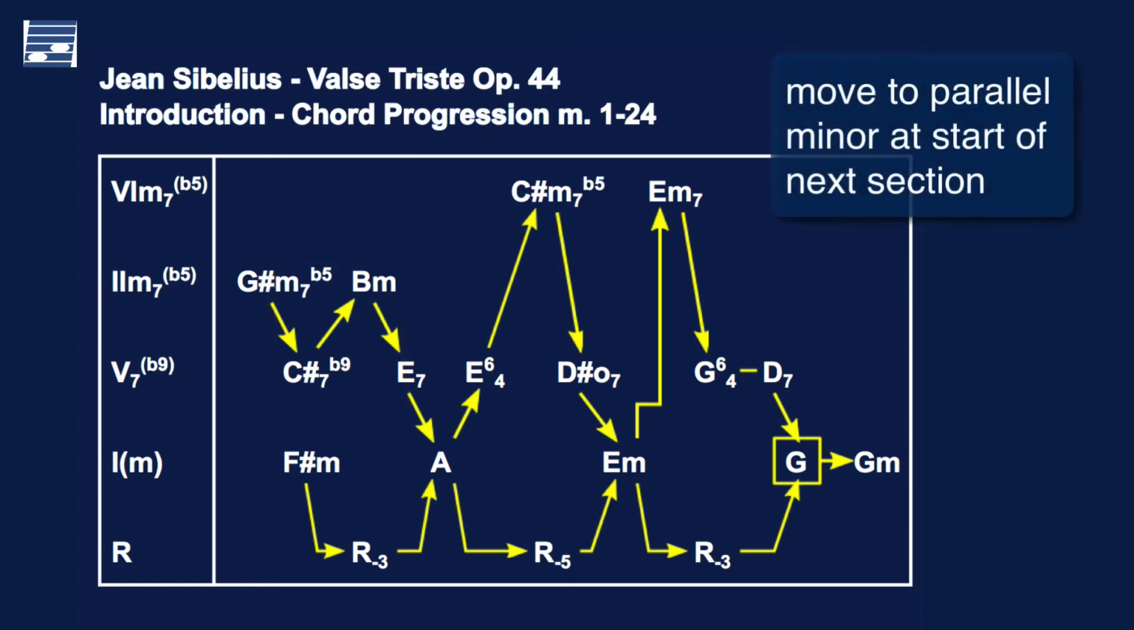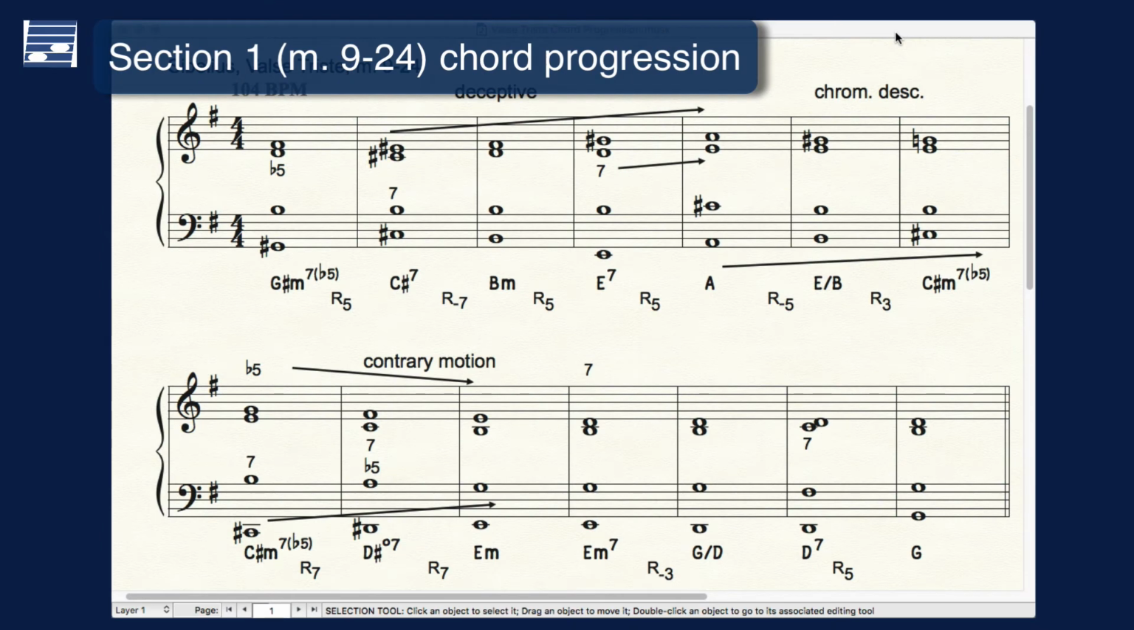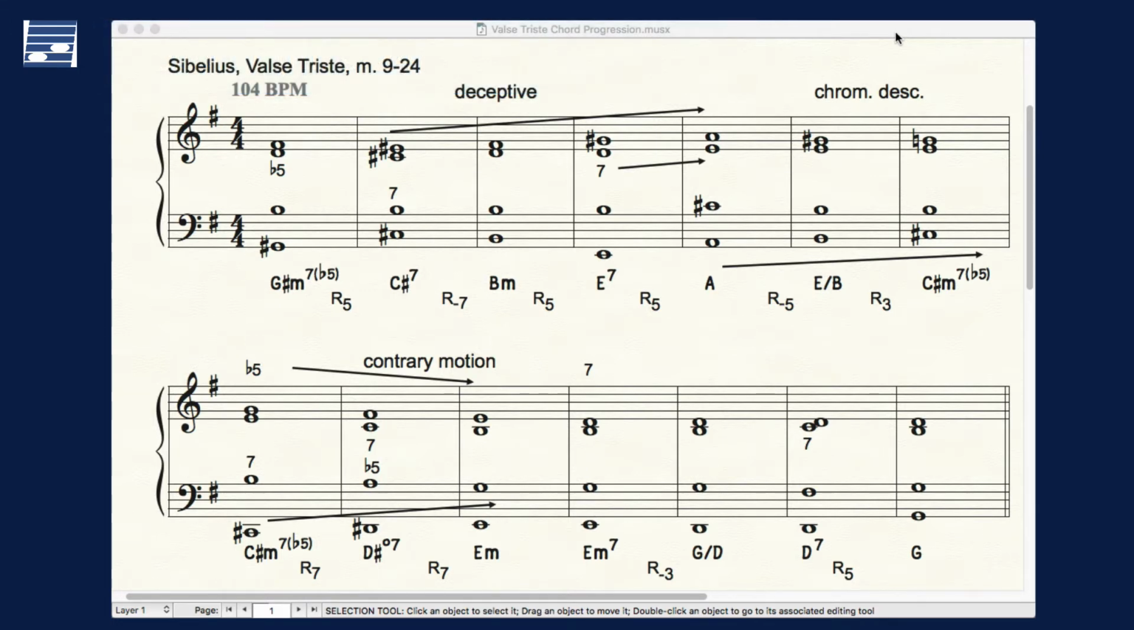The key moves from major to the parallel key of G minor at the start of the next section, in measure 25. Here is the reduced chord progression of this first half of the global sequence, with the actual 4-part voice leading shown. It helps to illustrate more characteristic aspects of this fascinating introduction.